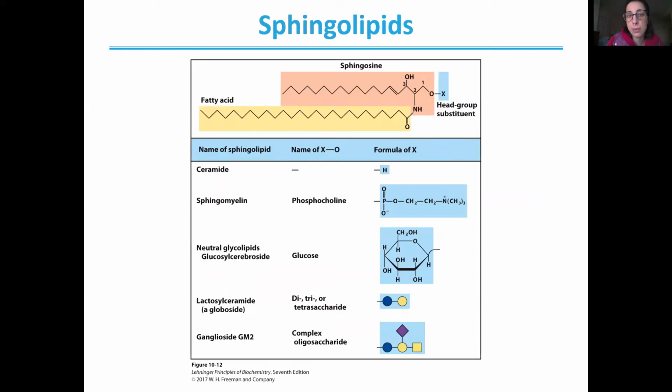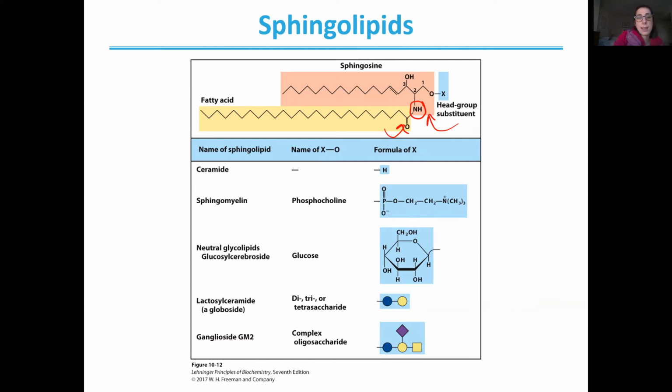So let's look again at the basic structure of a sphingolipid and the varieties of them that can exist based on the head group portion. So you can see in pink here, that is our sphingosine. This is the backbone. That whole long molecule is the backbone of a sphingolipid. And again, the key here is that the nitrogen on the sphingosine attaches to the carbonyl of a fatty acid. So it makes an amide bond instead of an ester bond. Remember, an amide is when you have a carbonyl attached to a nitrogen or an amine.